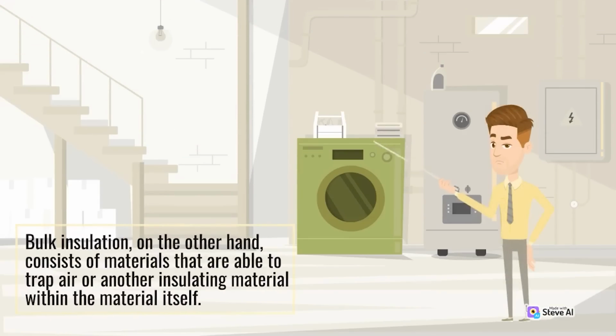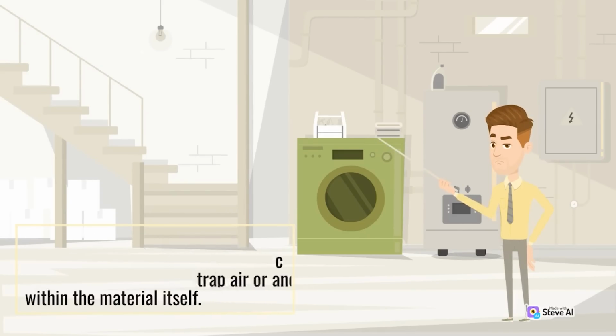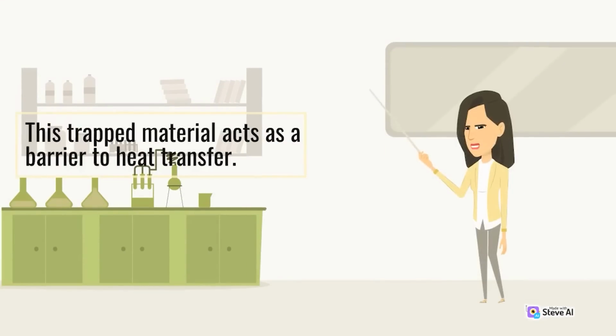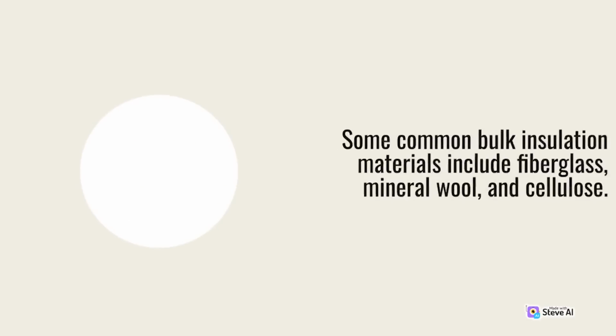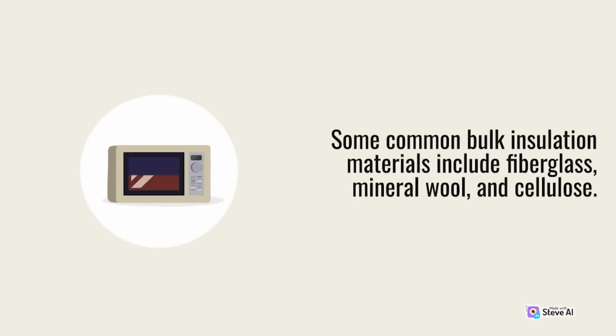Bulk insulation, on the other hand, consists of materials that are able to trap air or another insulating material within the material itself. This trapped material acts as a barrier to heat transfer. Some common bulk insulation materials include fiberglass, mineral wool, and cellulose.